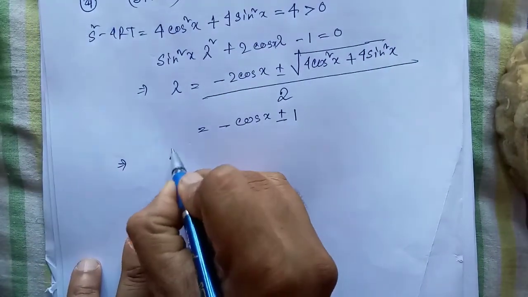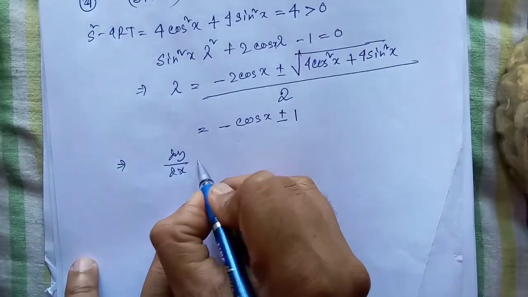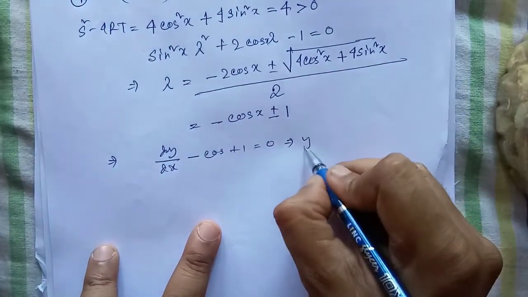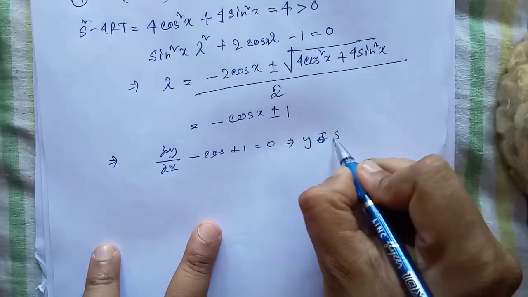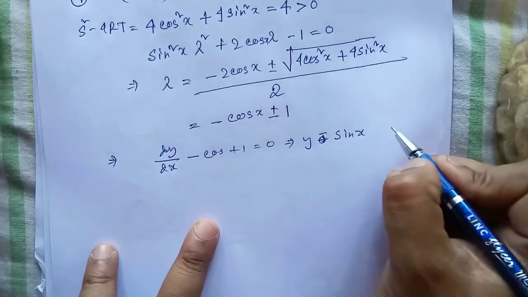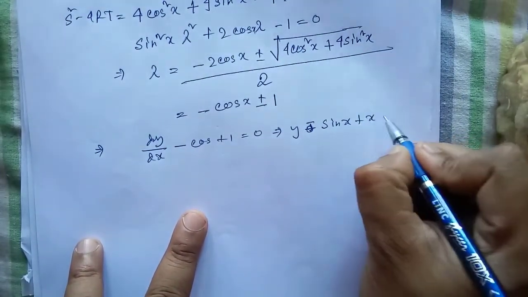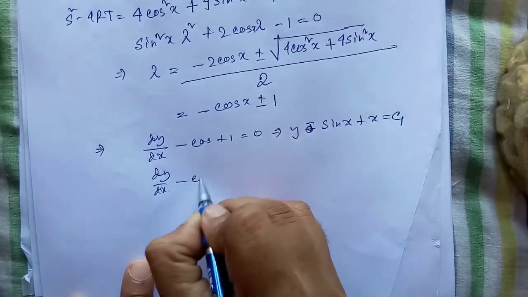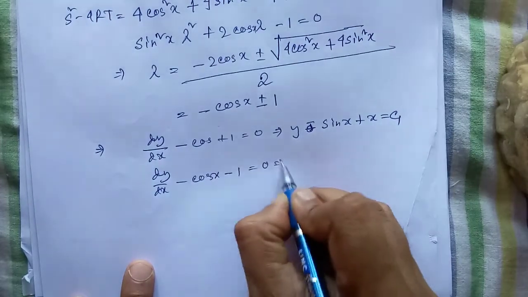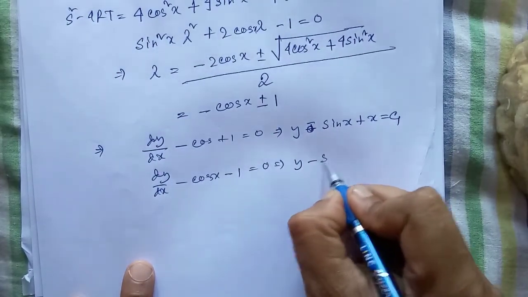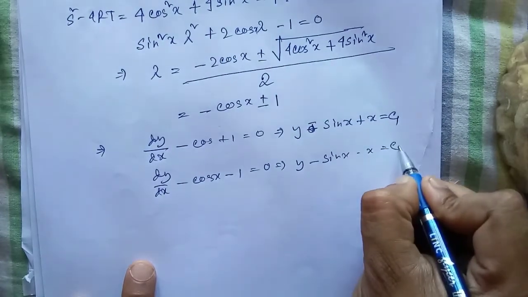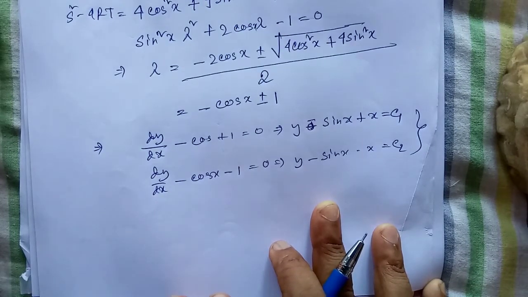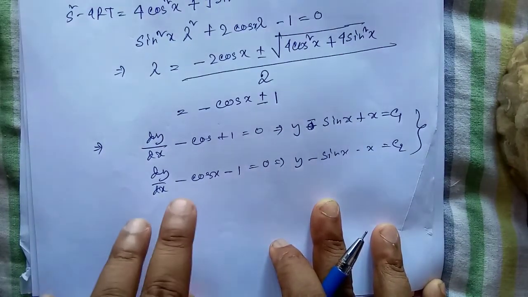So now we will solve this equation dy/dx. The first one: dy/dx − cos x + 1 = 0. So we have y − sin x + x = c1, and the next one should be dy/dx − cos x − 1 = 0, that is y − sin x − x = c2. These two are the family of characteristics. If I have not done it wrong, please check this.